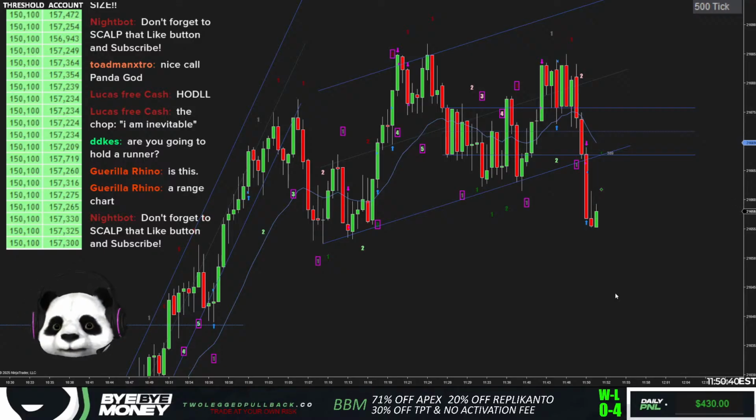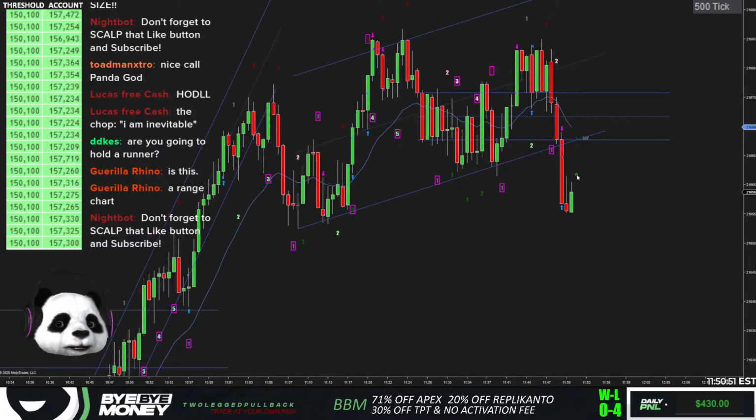See if I can get a semi-decent setup here. I have no clue. This market's absolute garbage. But right there, I was thinking maybe I should buy the limit order, and I did the exact opposite of what I wanted to do. Got 2 points out of it. It's basically a break-even trade in my opinion.